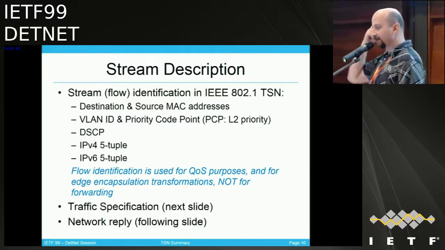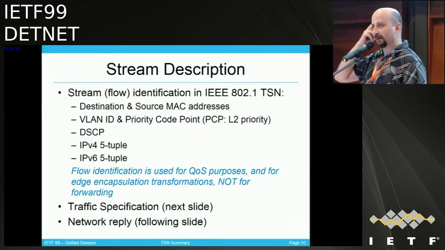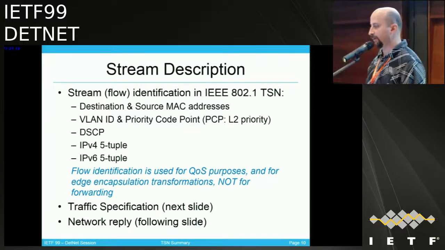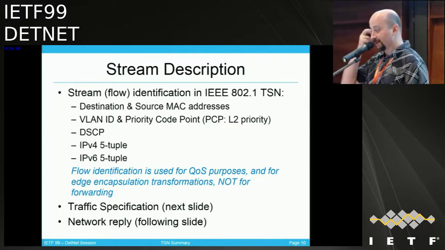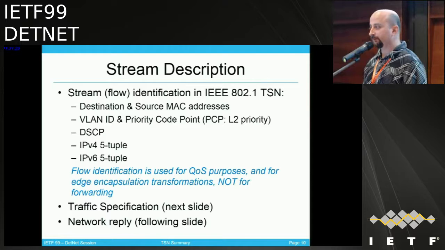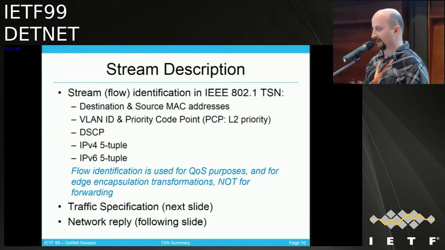So this section is about how we describe a stream or a flow in TSN. A key aspect is the identification. For that, there are multiple options in our documents. The document is not listed, sorry for that. The QCC document and the CB document, those are the two that describe it.